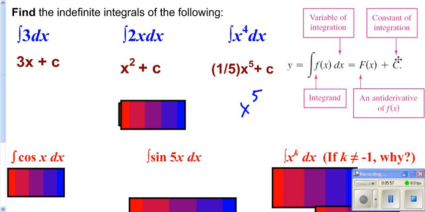Once again, the plus c is referred to as your constant of integration. Capital F, what we were finding here, is your antiderivative. The variable of integration is whatever is after the d, like dx or dt. If you had a dt, you'd be integrating with respect to t. And then you have your integrand.